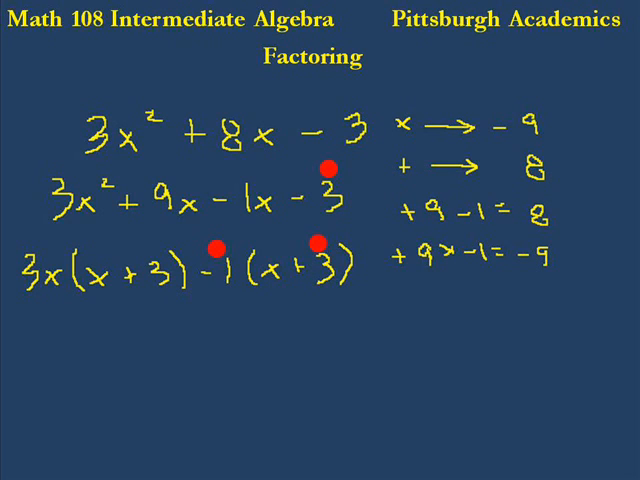And then you move on down, and you're going to group these again. Here you want to combine the x plus 3's, the two times that they show up, as one term, x plus 3. And then the one in the front, the 3x minus 1, becomes one factor also.